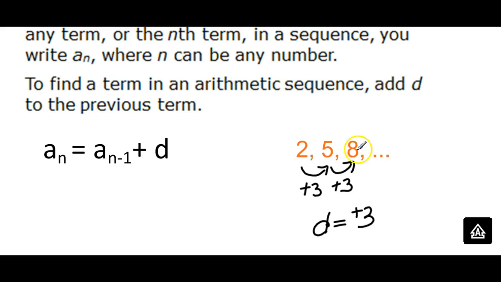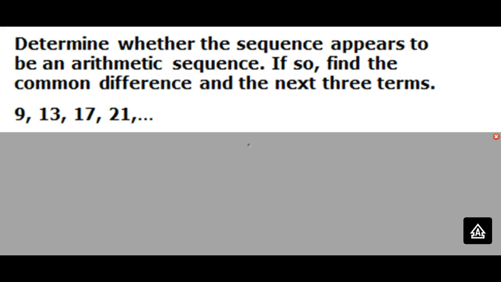If I want to find the next 3 terms, starting with the 4th term, so this is term 1, term 2, term 3, I go back to the 3rd term, which in this case was 8, and I add 3 to it. That will give me an 11. Then I take that term and add 3 and get a 14. And that term and add 3 and get a 17. That's just how easy it is.